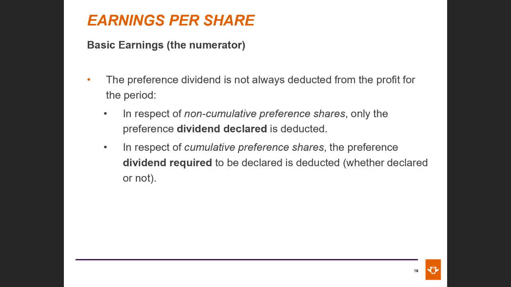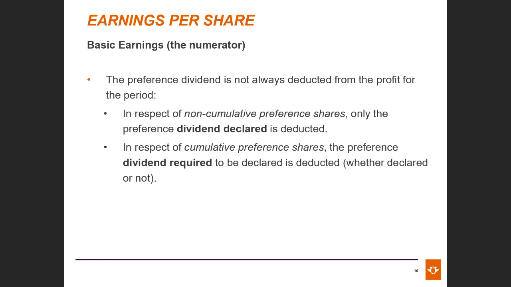If we said that cumulative means that any unpaid dividends in the past need to be paid in the year when the company is able to pay them, then non-cumulative means that any preference dividends that were not paid in the past never need to be paid. So non-cumulative is the opposite. It means any arrear preference dividends never need to be paid. So when we have a preference dividend, we need to ask ourselves, is the preference share cumulative or non-cumulative?